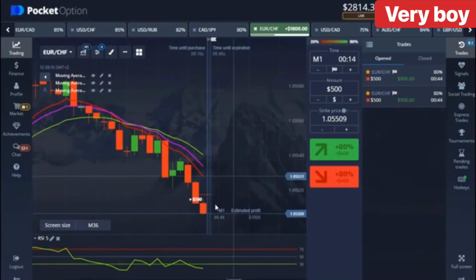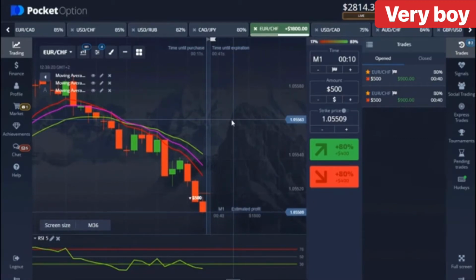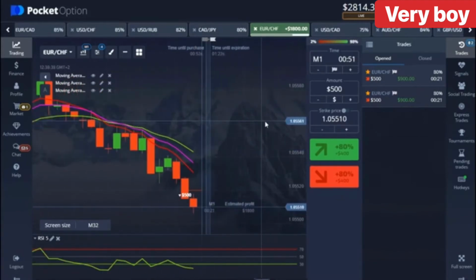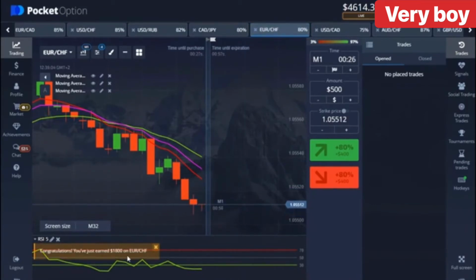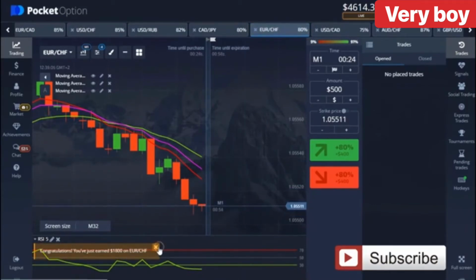All right, so guys, let's wait and see if we're going to lock in this money. We have less than 40 seconds on this one. All right. Okay guys, so I think we're right in the money on this one. This is a very good one.